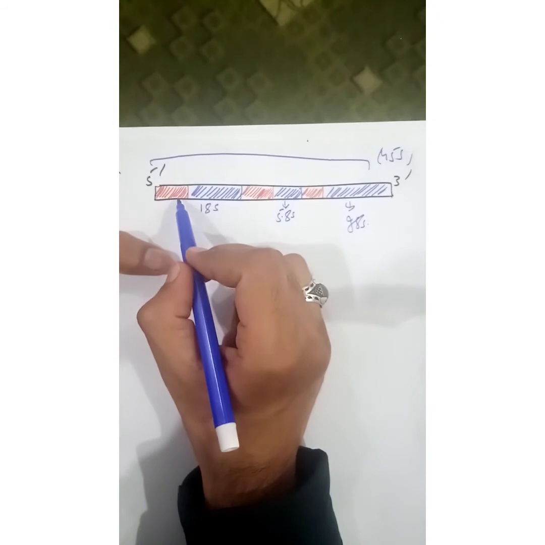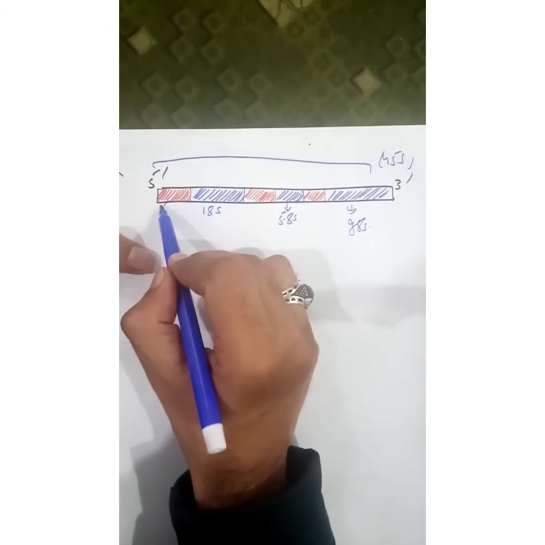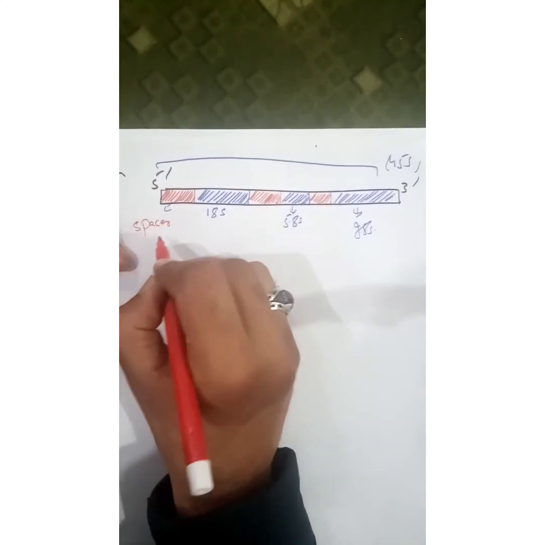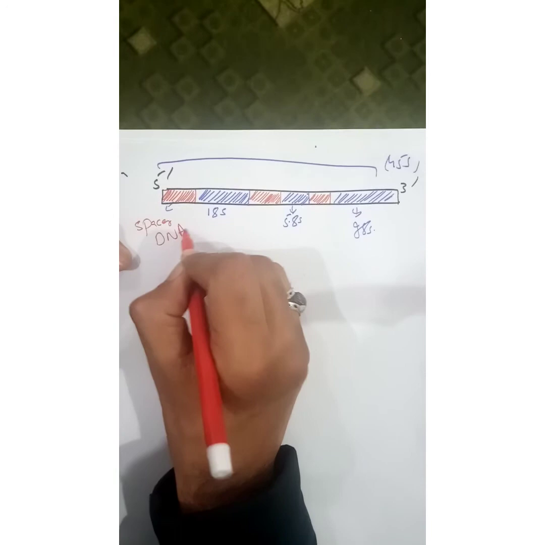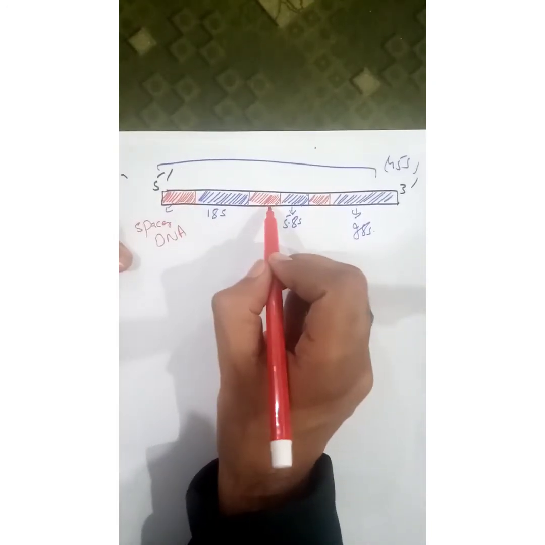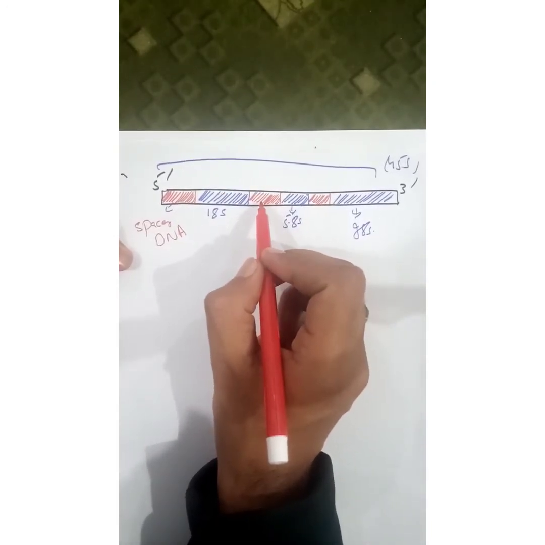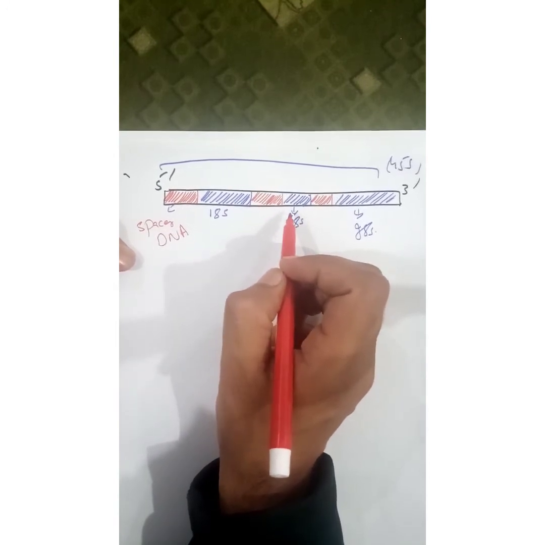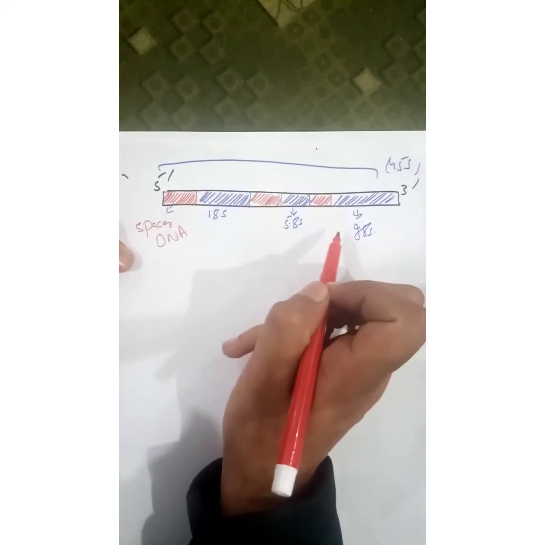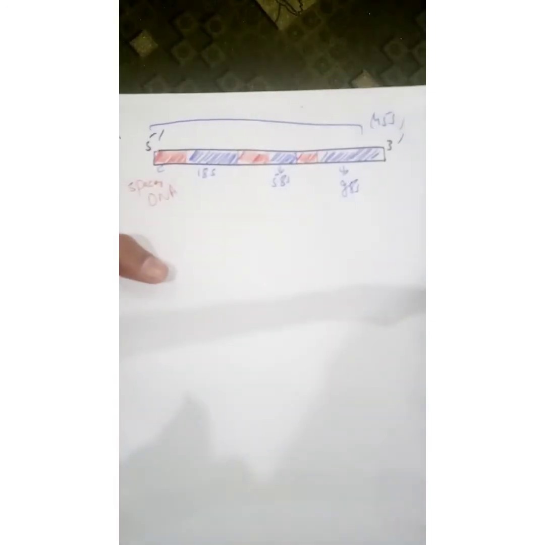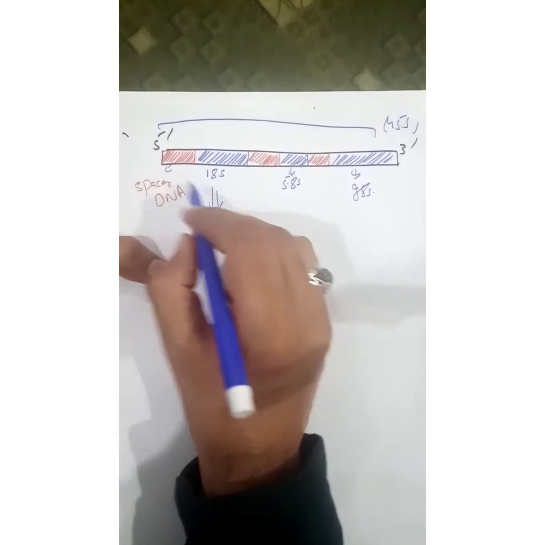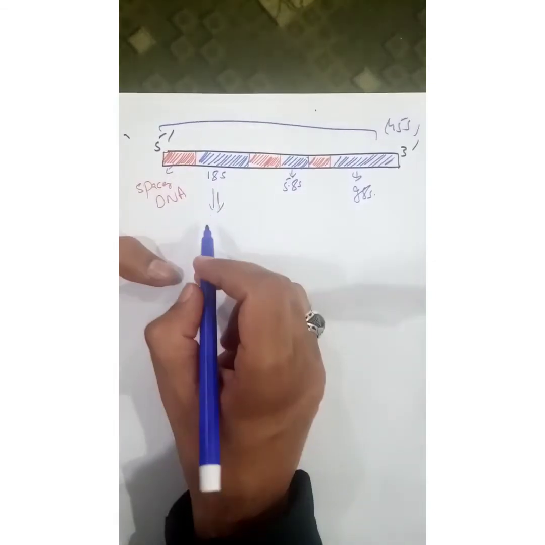Now the red color, as I have mentioned, is the spacer DNA. This is also spacer. These spacers are present, and this is the RNA. So the spacer region is present between the subunits, the 18S, the 5.8S and the 28S. When maturation occurs, these spacer regions will be cleaved.